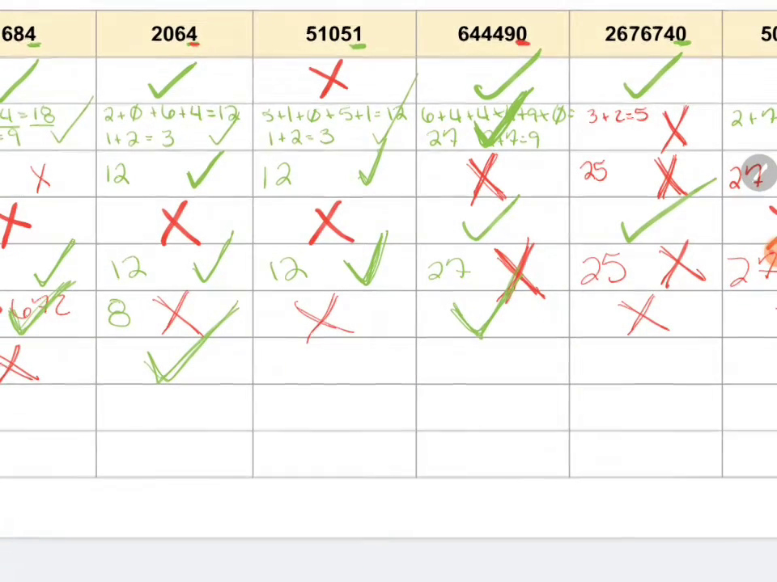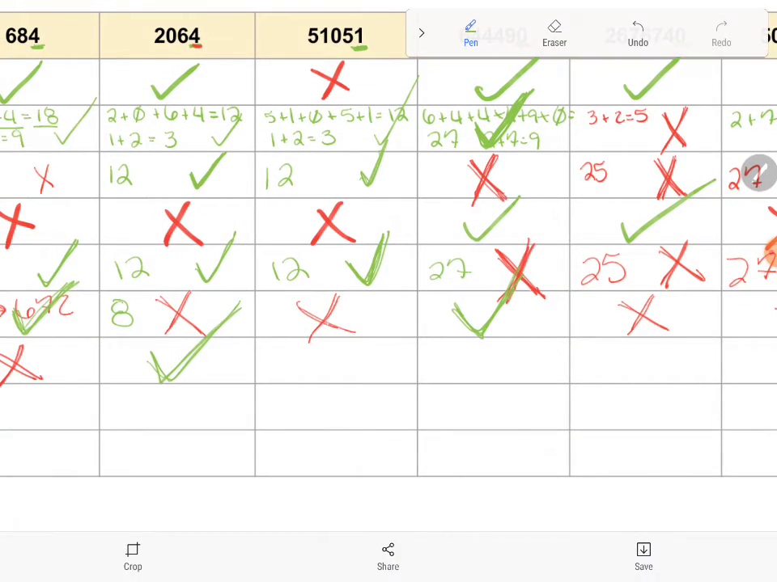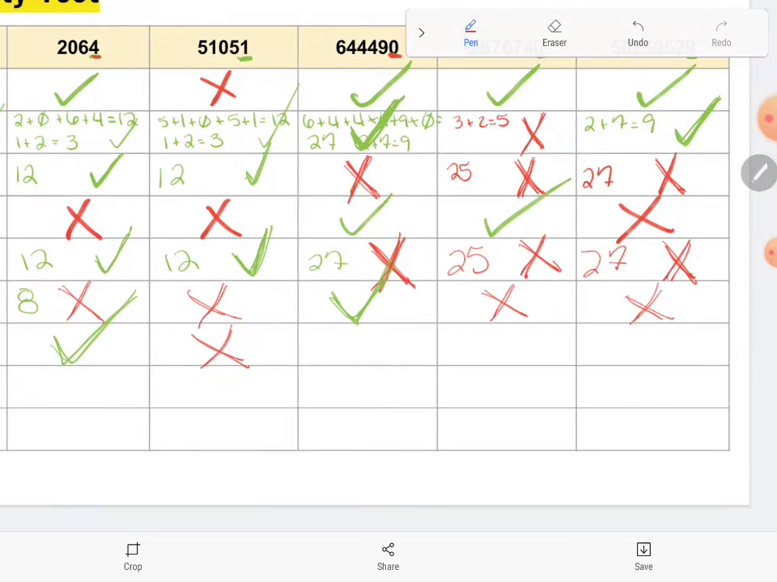Next we have 5 plus 5 plus 1 plus 1, which will not. Then we have 6 plus 4 plus 4 plus 4 plus 9 plus 0, which is 27.